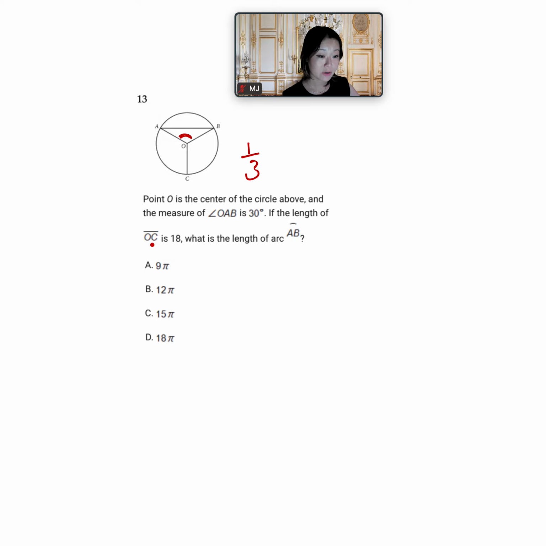And here they very conveniently told us that OC is 18. And OC is actually a pretty important line in the circle. Anyone want to guess what that's called? If you said radius, that would be correct. So we have radius is 18, and the formula for circumference of a circle should be memorized, but it's also available in a drop-down menu in your digital SAT.